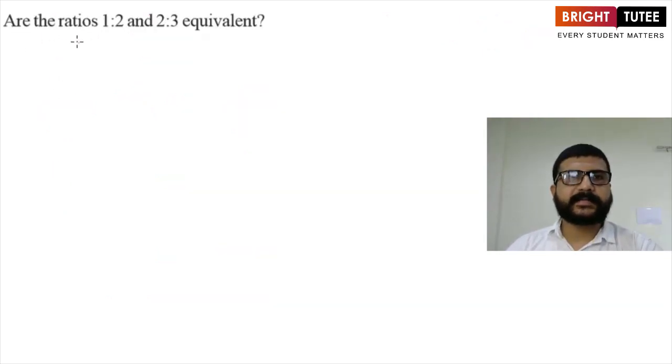Now let's consider this example. The question here is, are the ratios 1:2 and 2:3 equivalent? Now how to check whether these ratios are equivalent or not? So what we are going to do? First we are going to write these ratios as fractions.